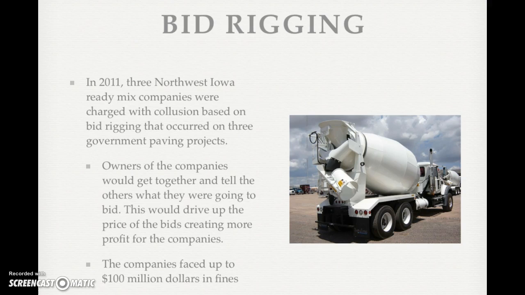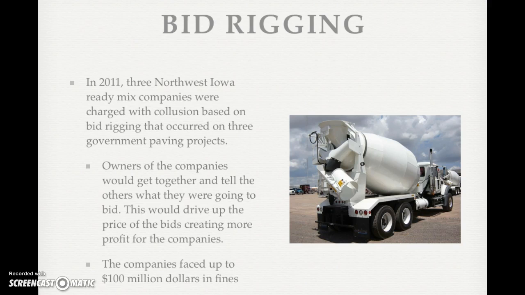Another interesting side of construction law, and something that I've seen in Northwest Iowa, is called bid rigging. In 2001, 3 Northwest Iowa ready-mix companies were charged with collusion based on the way that they bid jobs, called bid rigging. And it occurred on 3 different government paving projects.